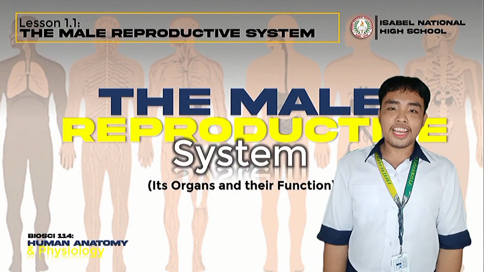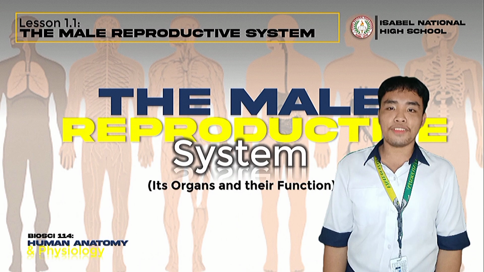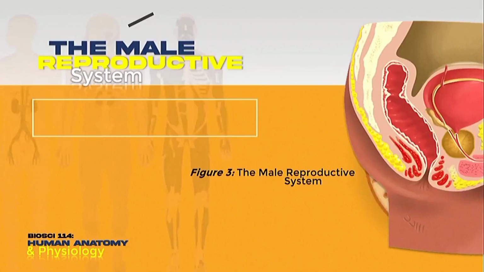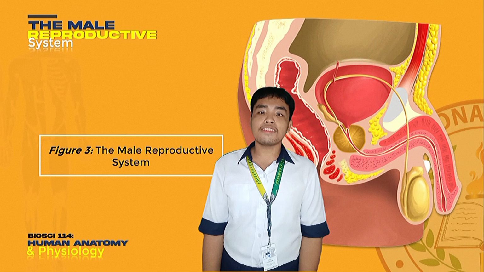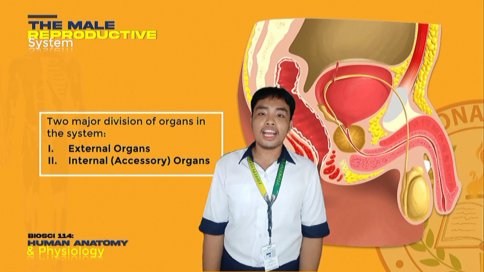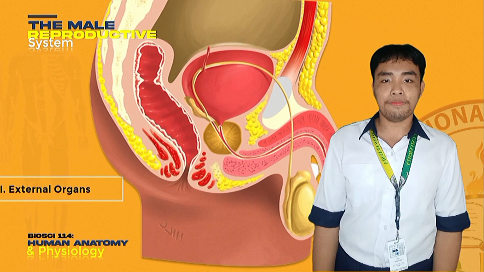And now that we are done identifying some of its parts, it is now the time to discuss it comprehensively. Disclaimer, this topic is quite sensitive to be discussed. As teachers, all we ask from you is to become open-minded for you to become aware of it. This is the male reproductive system, which is subdivided into two major organ groups, the external and the internal. We begin with the external organs of the system.